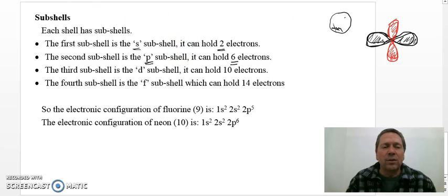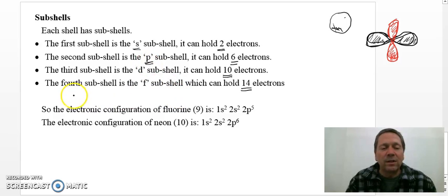Okay, the third subshell is the D subshell. It can hold a maximum of 10 electrons, and that's got a complicated shape. I can't show you that one. And the fourth subshell is the F subshell. It can hold 14 electrons. That's also got a really complicated shape. Don't worry too much about the shapes. Don't worry too much about how many they can hold, but we do need to know, especially talking about the S and the P subshells, how that works.